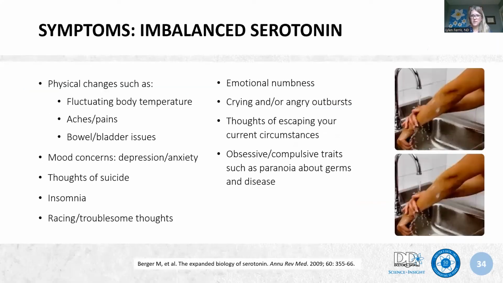Now, some but not all symptoms of imbalanced serotonin are listed here. Things like body temperature changes, so hot flashes and night sweats are actually associated not just with hormone levels, but with serotonin levels. Pain, depression, suicidal ideation, racing thoughts and obsessions.